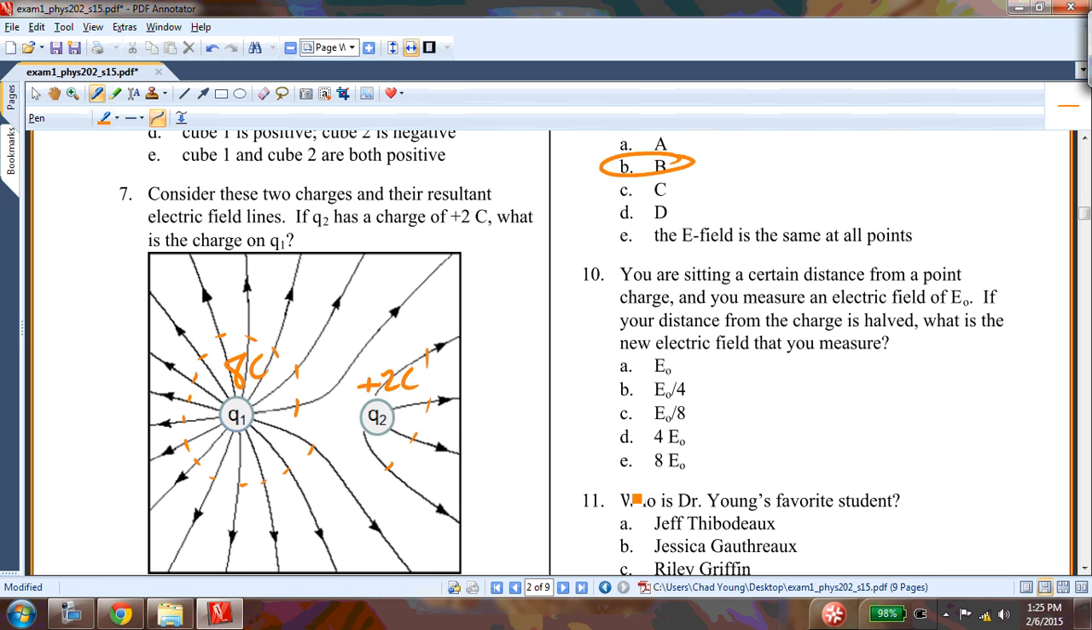You're sitting a certain distance from a point charge, you measure an electric field of E0. If your distance from the charge is halved, what is the new electric field you measure? Well, E is KQ over R squared. If I halve the distance, that means I get 4 times the electric field.